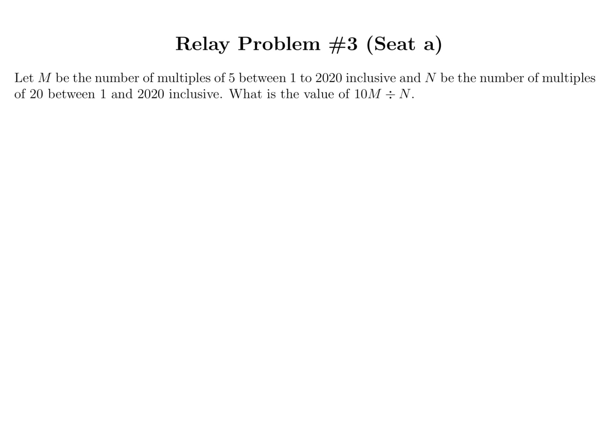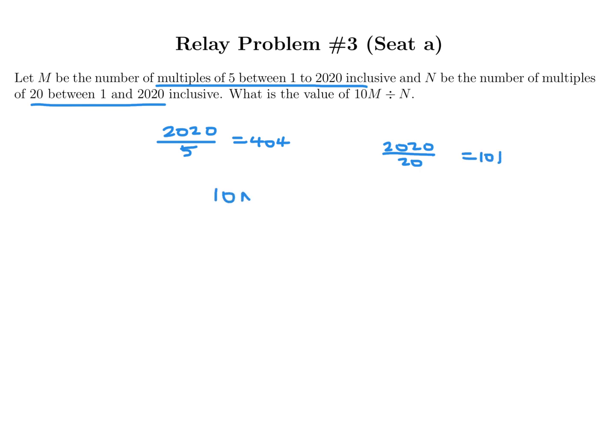Let m be the number of multiples of 5 between 1 and 220 inclusive, and n be the number of multiples of 20 between 1 and 220 inclusive. What is the value of 10m divided by n? So if we're looking at m, that's going to be 220 over 5, and that's 44. And if we're looking at n, that's going to be 220 divided by 20, which is 11. So 10m divided by n is really 10 times 44 divided by 11. And that looks to be like 10 times 4, which is 40.